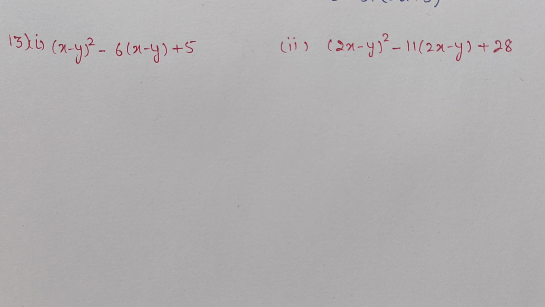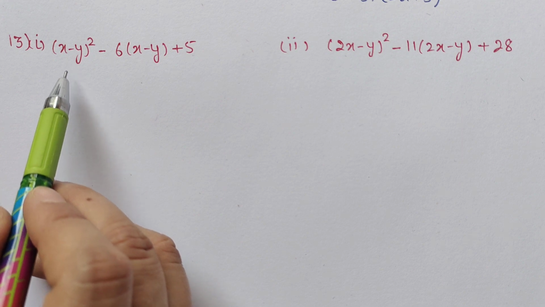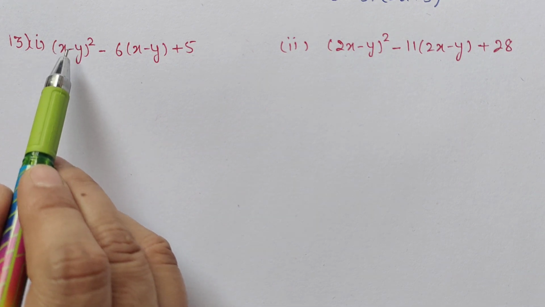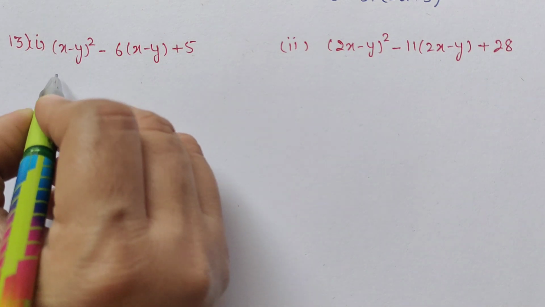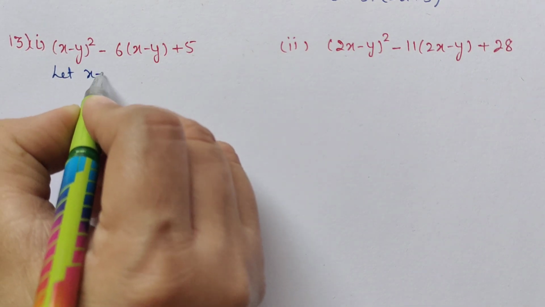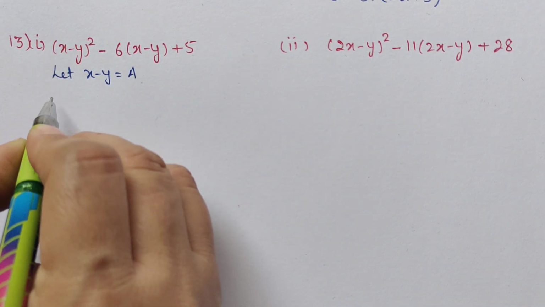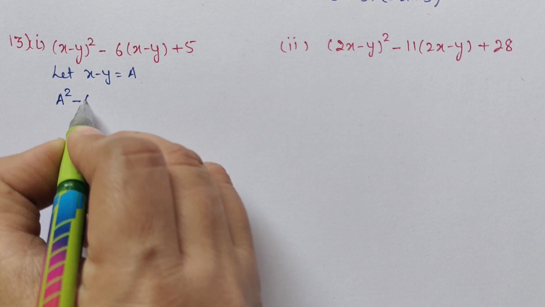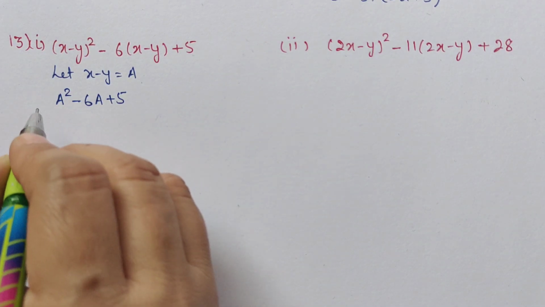Next question number 13, first part: x minus y whole square minus 6 times x minus y plus 5. In this type of question, this whole bracket we have to treat as one variable, or for some time we can replace it with another variable. For example, we can write this whole bracket as a. Let x minus y is equal to a, then this expression will become a square minus 6a plus 5. Now we will do the factorization.